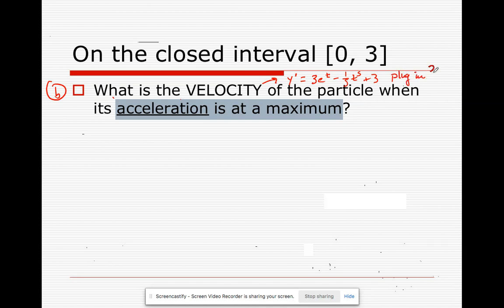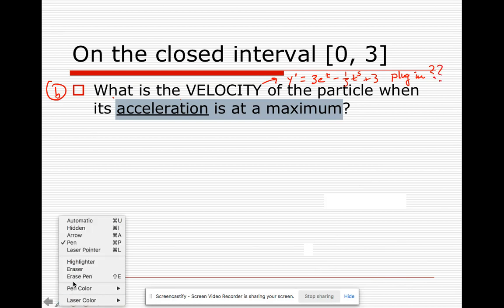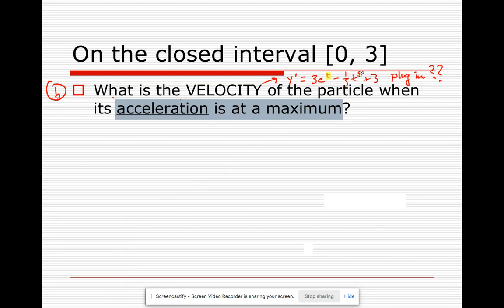What do I plug in though? I need to plug in a time, don't I? But I need to plug in a time when acceleration is at a maximum.